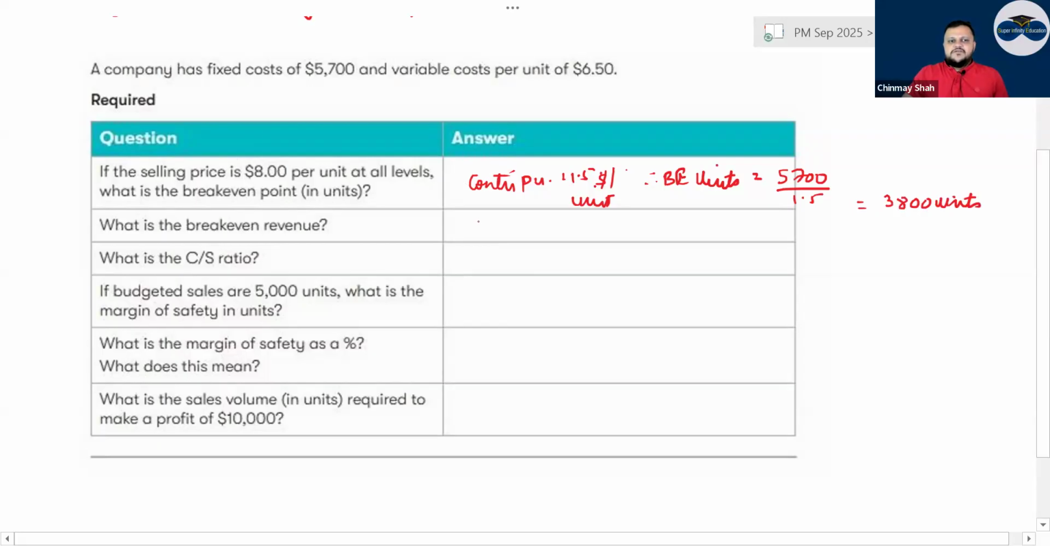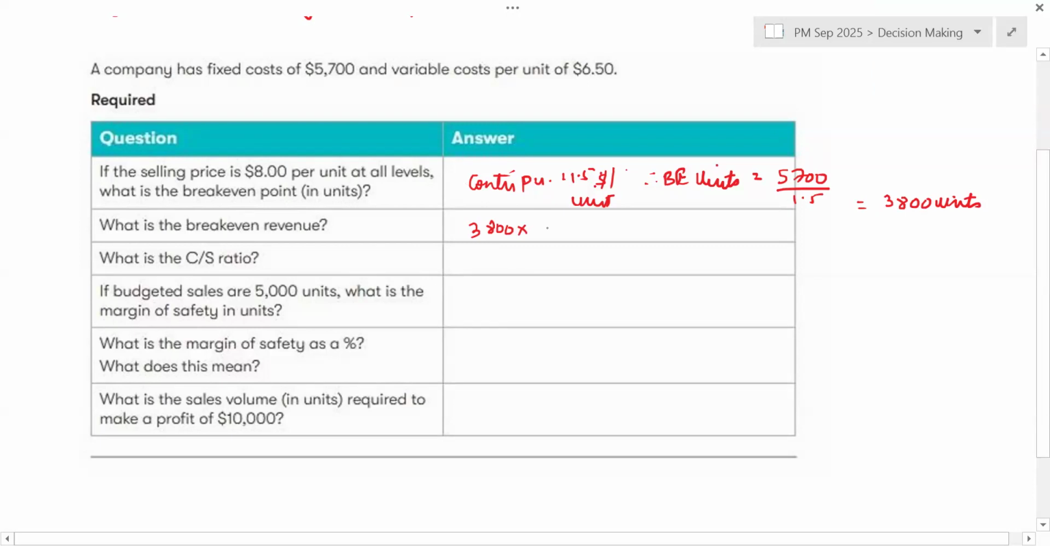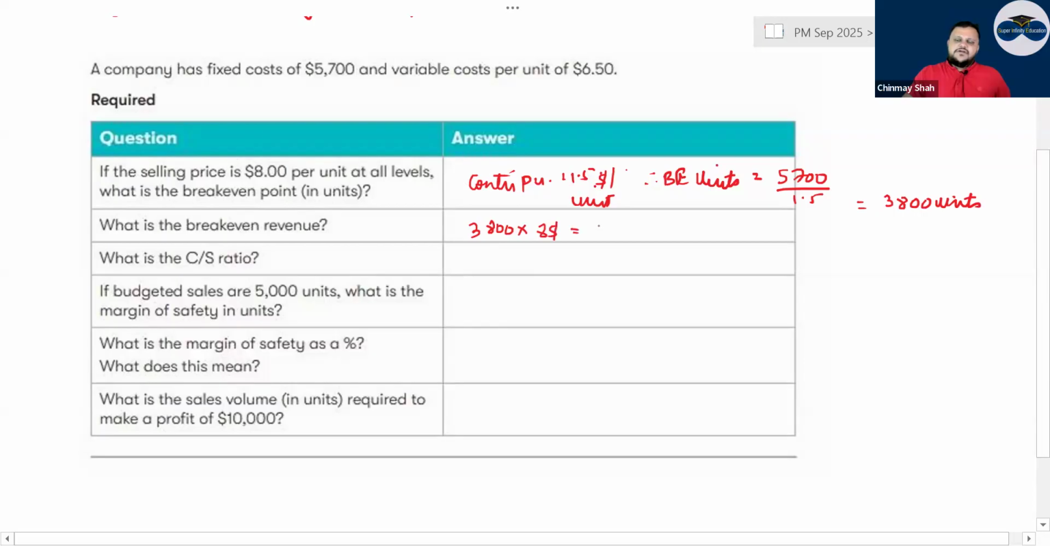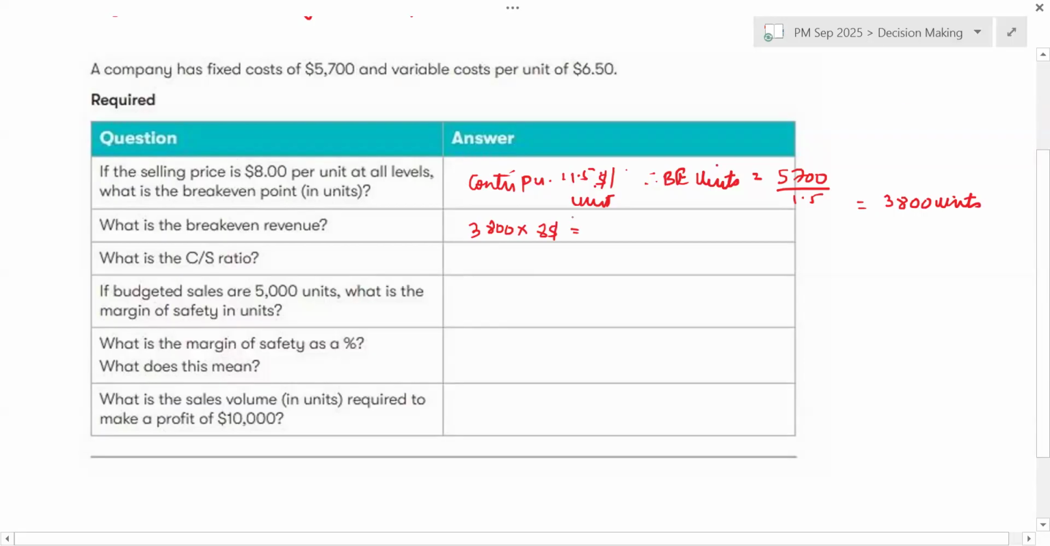Yes, they are asking you break-even revenue. How do you get break-even revenue? Two ways you can get it. One is directly 3800 into what? Into $8. How much is that? 30,400.